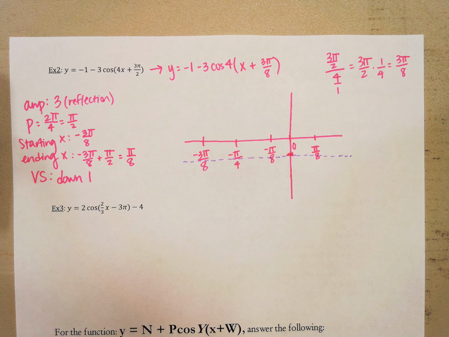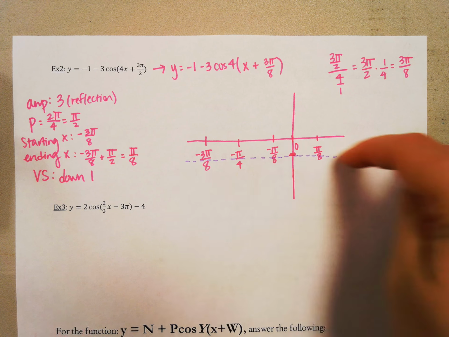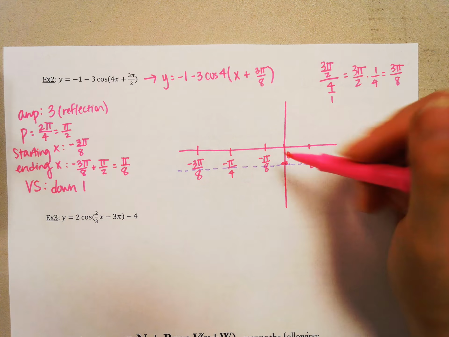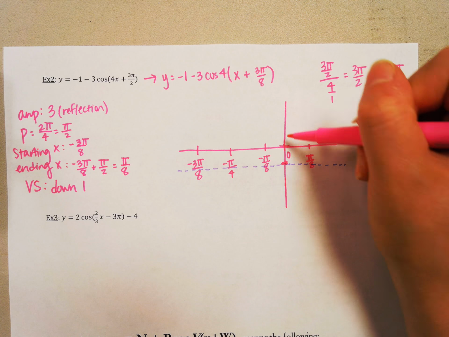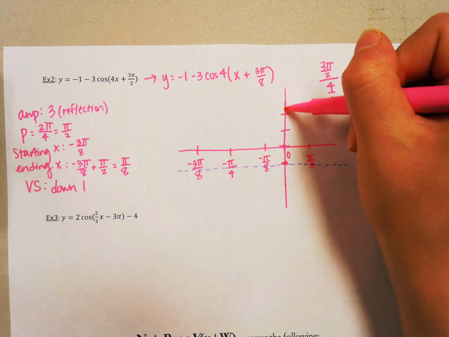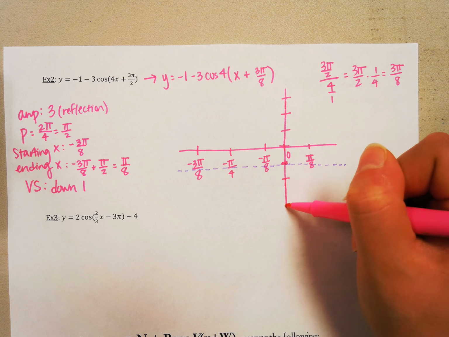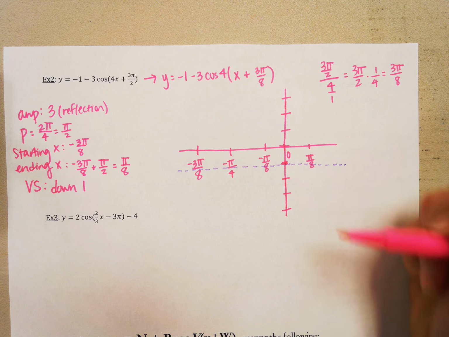So when I plot my cosine value, I want to make sure that I'm going from here. Which means that my altitude is like 3 up from there and 3 down from here. So I'm just kind of trying to make that to scale.